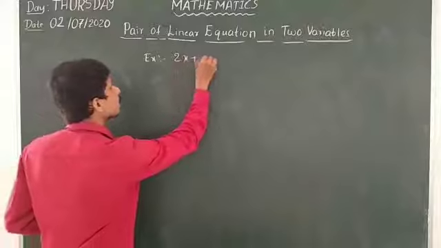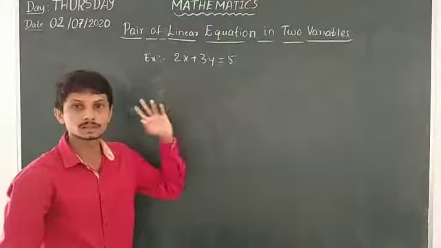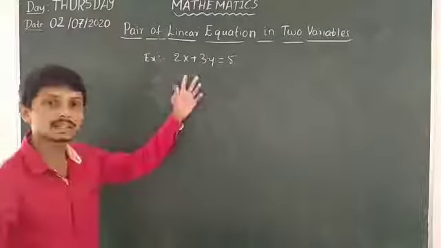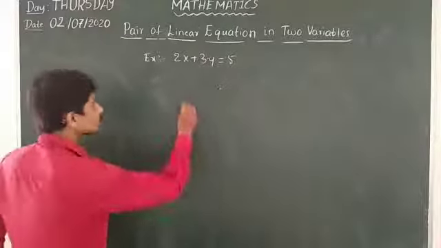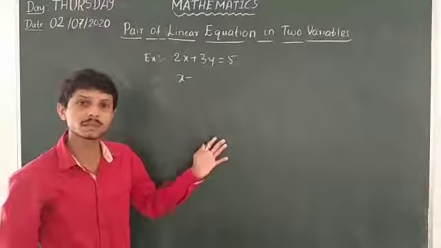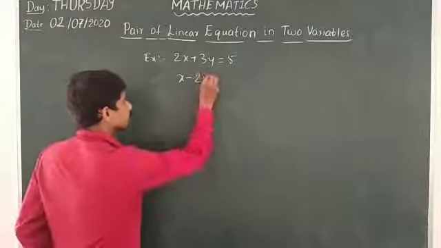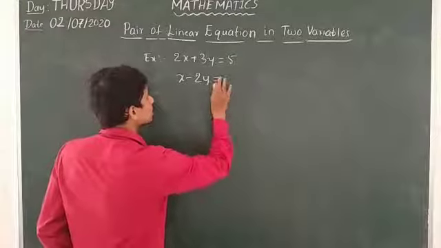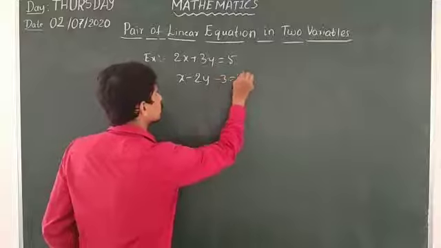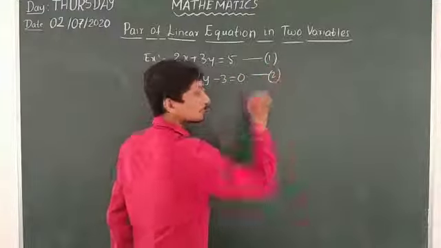2x plus 3y is equal to 5. It's one of the linear equations in two variables. I am considering another, because it's a pair of linear equations in two variables. I want to consider two equations. The second is x minus 2y minus 3 is equal to 0. So this is equation number 1 and this is equation number 2.